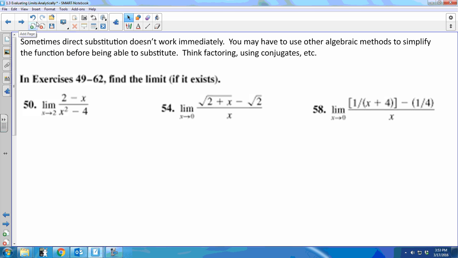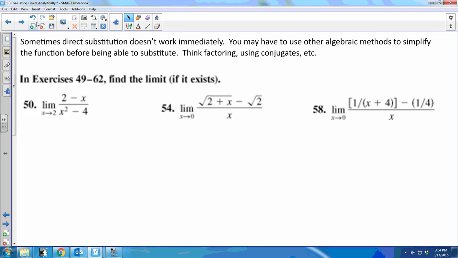Today we're working on learning target 3 again. Now, learning target 3 is direct substitution. So before, that was really simple. We just substituted values into the function and it worked out for us. But today we're talking about functions where direct substitution works, but not until you simplify the function.